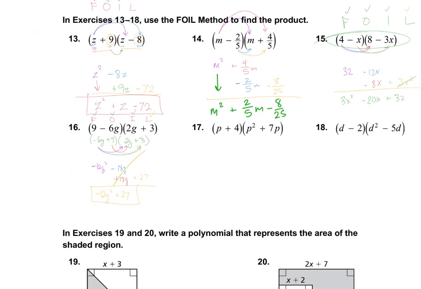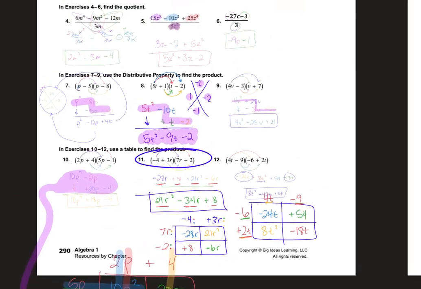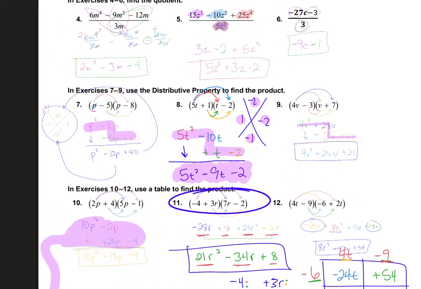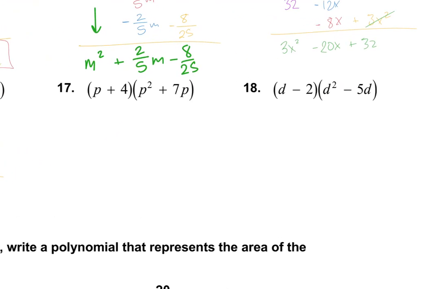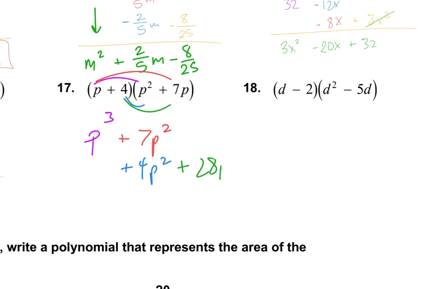Next, now I'm going to kind of ditch the FOIL. I'm going to ditch the table, and I'm going to not do any diamond math. I'm just going to use the distributive property, okay? So if you're like, but I love those things, then do them. So I have p times p squared. That's going to give us p to the third power. We have p times 7p. That's 7p squared. We have 4 times p squared. That's 4p squared. And we have 4 times 7p. That's 28p. You add all that up and you get p cubed plus 11p squared plus 28p.